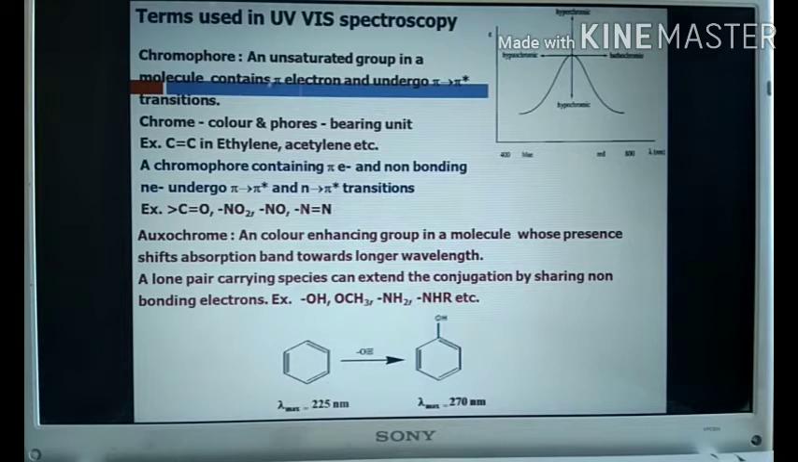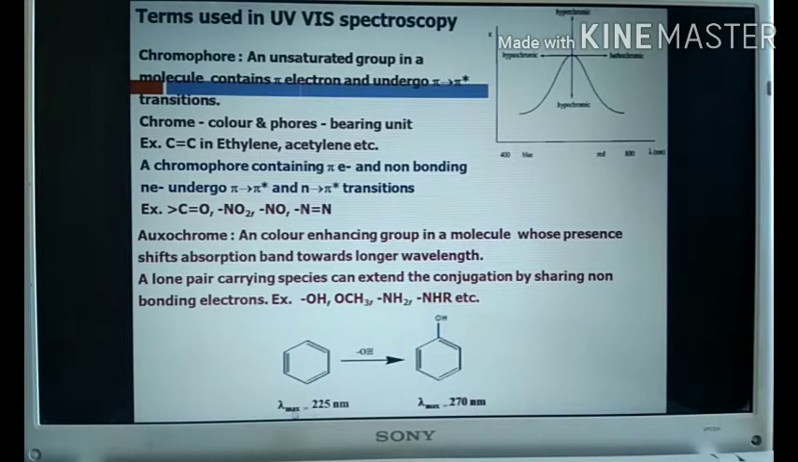Chromophore means the unsaturated group, double bonded group present in the molecule which enhances the absorption, isn't it? So for example, you can have here a benzene ring whose lambda max is 225 nanometer. When it reacts with the base, it undergoes basification, and what you can have here is formation of phenol. Phenol, which is weakly acidic in nature, introduces an OH group. The weakly acidic OH group is introduced on the benzene ring. Therefore lambda max increases, it is 270 nanometer.